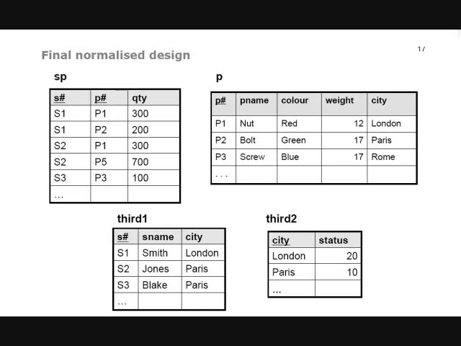This table is in third normal form because there are no transitive dependencies here. And if you look at the amount of duplication that I had, I've dealt with it, because before the problem I had was I was storing London 20 twice. Now some suppliers may have the same city, that is fine, but I'm only storing the status once for each of them, so I dealt with the redundancy.